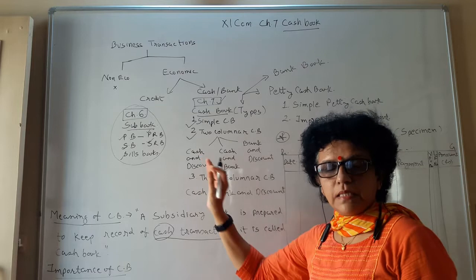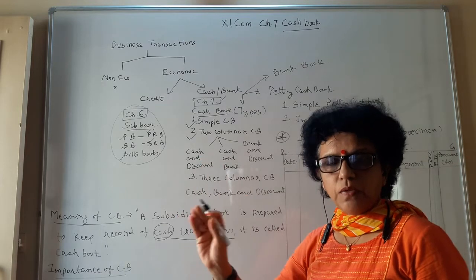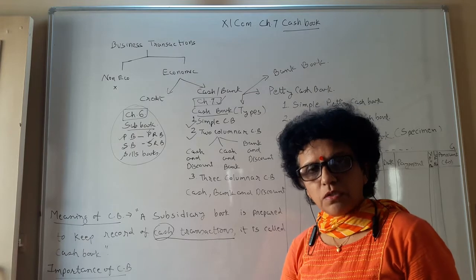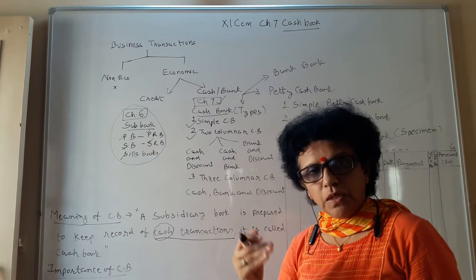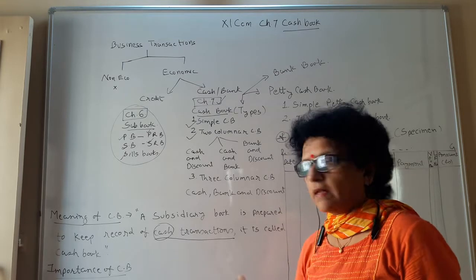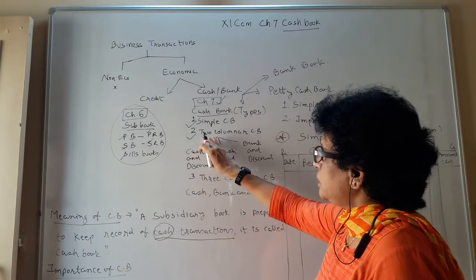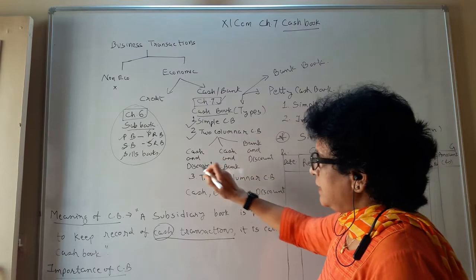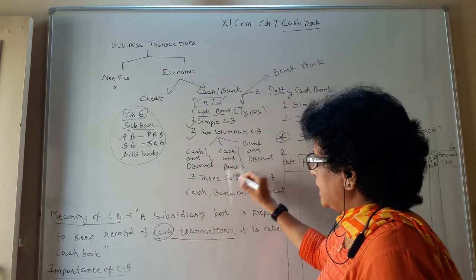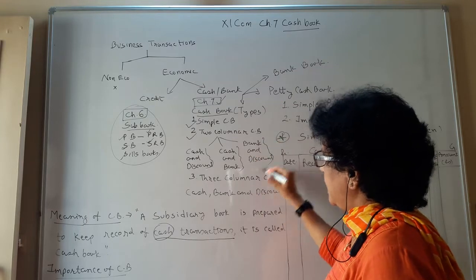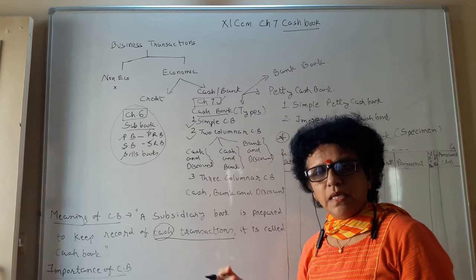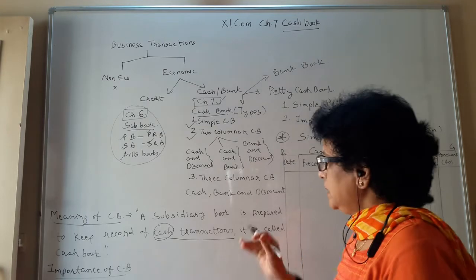Then we have the two columnar cash book. In a business there are a number of transactions and we can't afford to do transactions only with cash. We also include the bank. We also have the discount, that is cash discount transactions. So we prefer to have a two columnar cash book. In that you may have columns like cash and discount, cash and bank, or bank and discount. According to the comfort of the businessman, he prefers any one of the types.